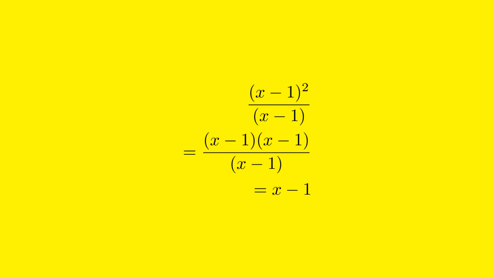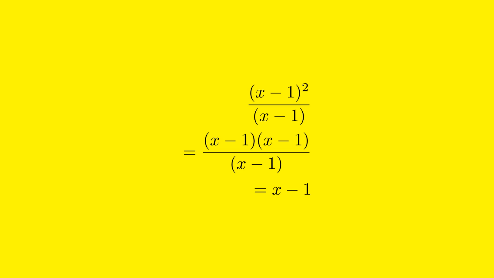When we cancel out one x minus 1 factor from the numerator and the denominator, we are left with simply x minus 1. Because we have cancelled out the common factor, the rational expression is now simplified to its lowest terms. So, the simplified or lowest term of the original expression is x minus 1.